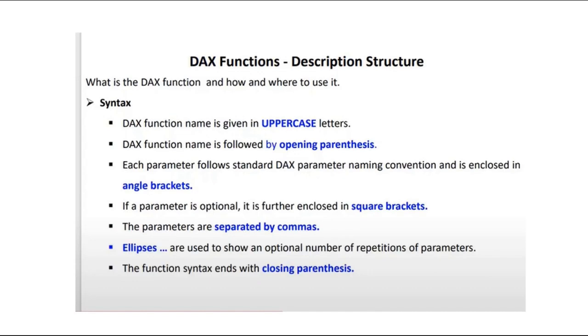There are some description structures of DAX functions where a particular syntax is used: where is the open parenthesis, where is the angle bracket, where is the square bracket. So a DAX function name is always in uppercase letters. The function name is followed by an opening parenthesis. Each parameter follows a standard DAX parameter naming convention and is enclosed in angle brackets. If a parameter is optional, it is further enclosed in square brackets. Understand this. The parameters are separated by commas. Ellipses are used to show an optional number of repetitions of parameters. The function syntax ends with a closing parenthesis.